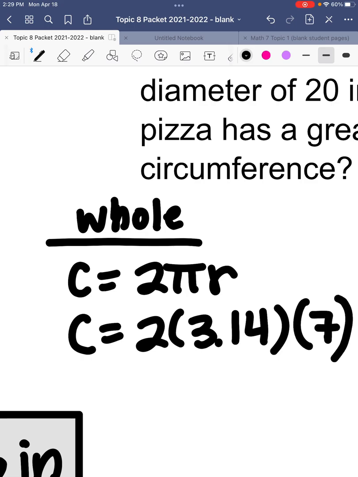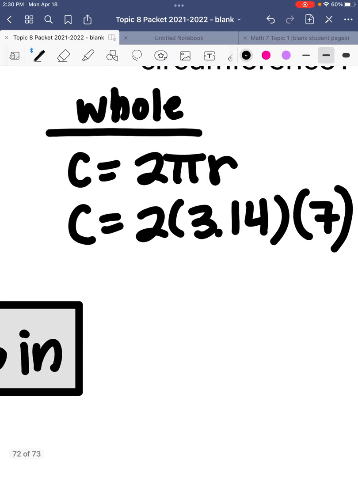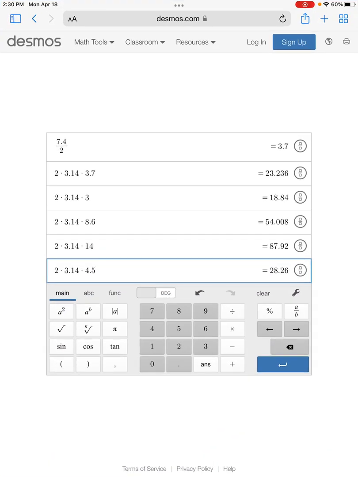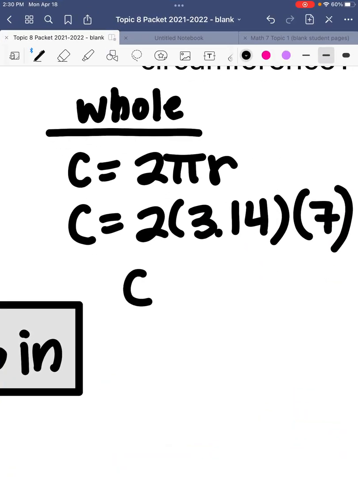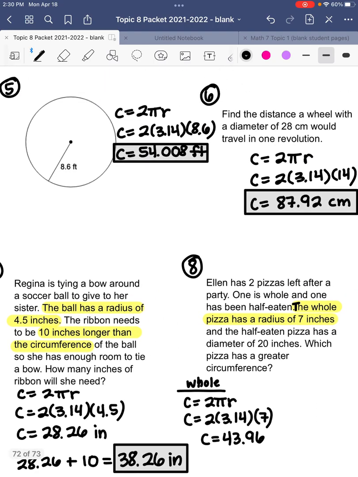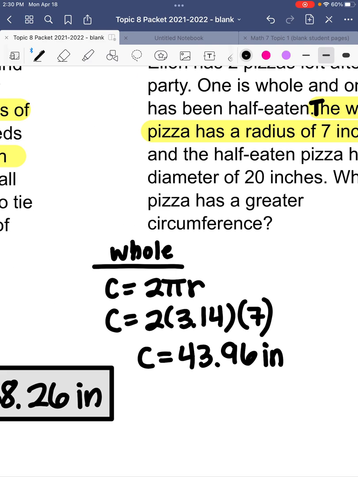The radius was 7, right? So I'm going to plug that into my calculator and find the circumference of the whole pizza. We have 2 times 3.14 times 7, which is 43.96. So the circumference of the whole pizza is 43.96, and let's check my units, inches. Okay, so that's important for us to note, right?